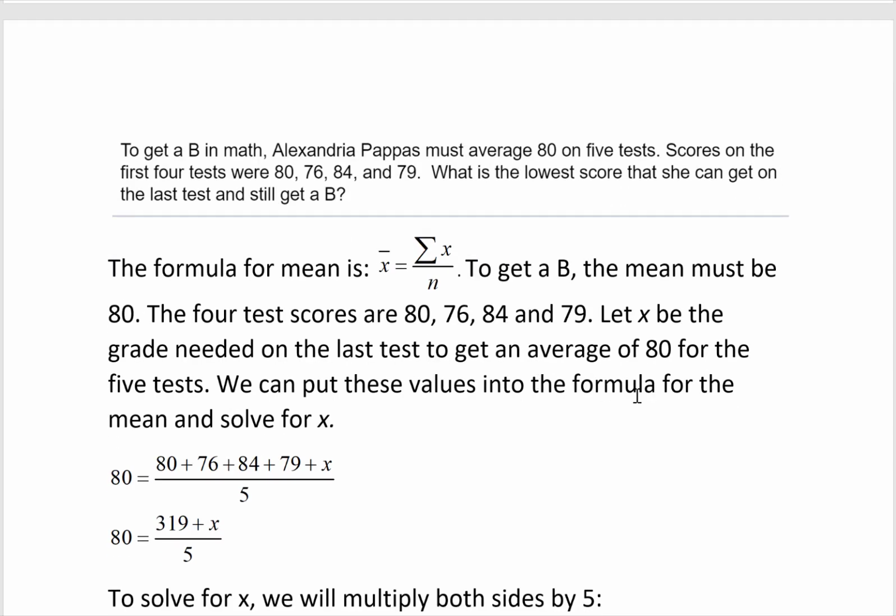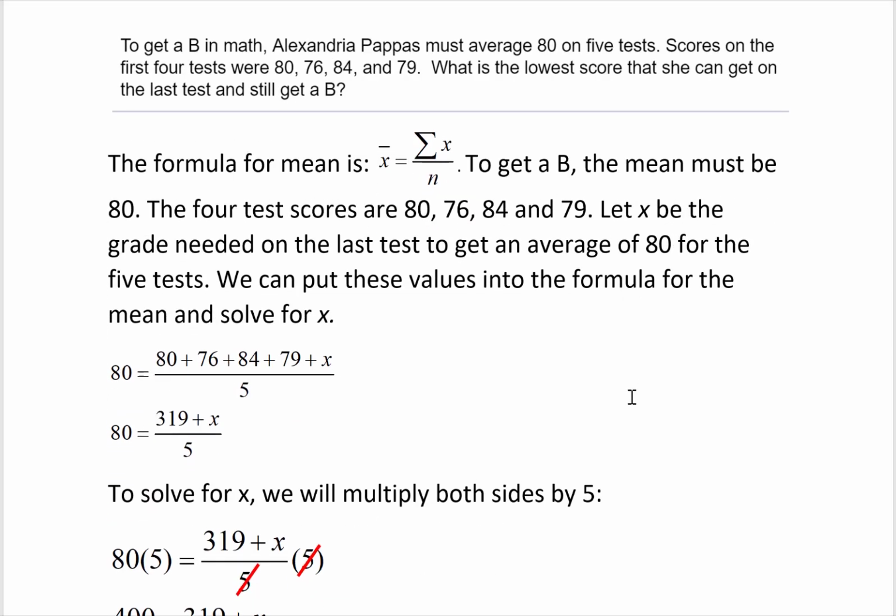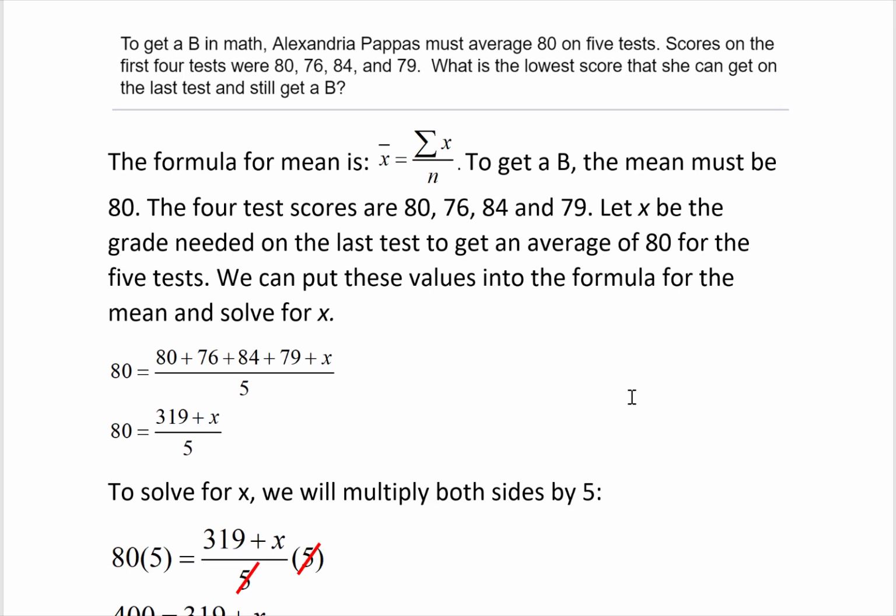So remember the formula for the mean. We add up all the data values and divide by the number of data values. To get a B, the mean has to be equal to 80, and the four test scores she has so far are 80, 76, 84, and 79. We'll let X be the grade she needs on the last test to keep that average of an 80 for the 5 tests. So we'll put those values into the formula for the mean, and we're going to let the 5th test value be X because we don't know what it is. That's what we're trying to find.